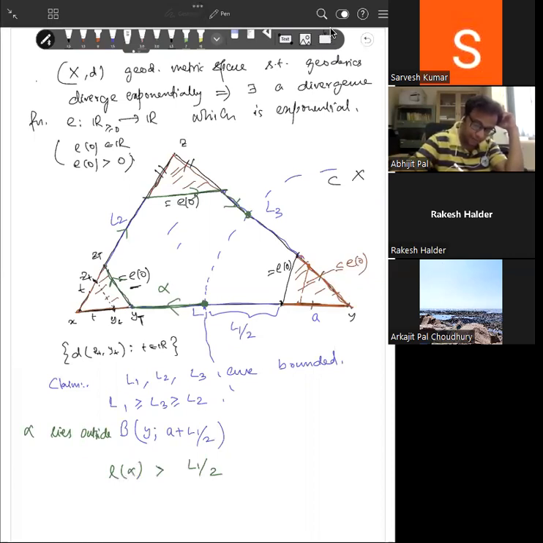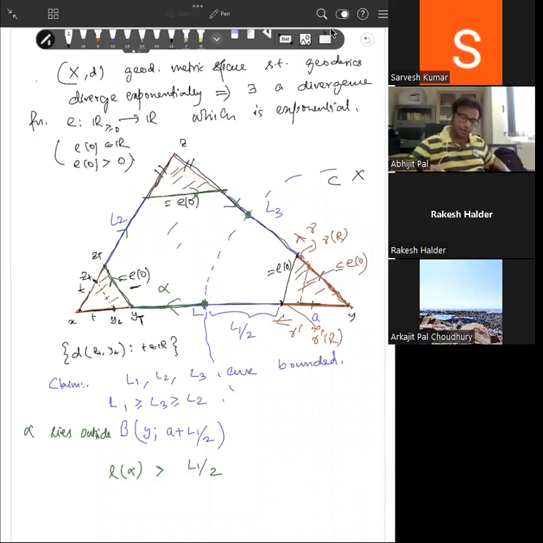So you have now two geodesics. This one is your gamma, and this is your gamma prime. This point is, say, gamma r, and this point is gamma prime r. By the definition of the divergence of these geodesics, the length of alpha is greater than L1 by 2.